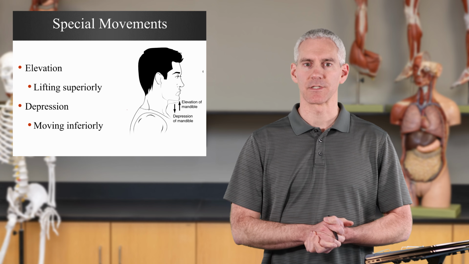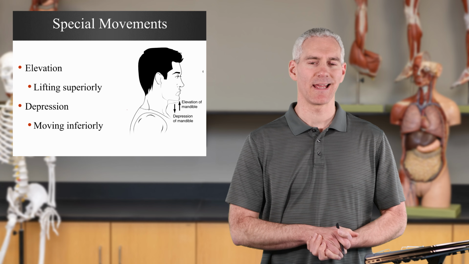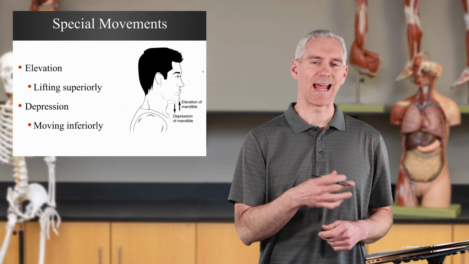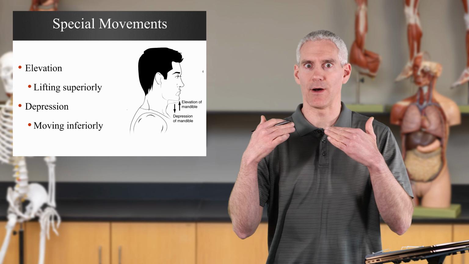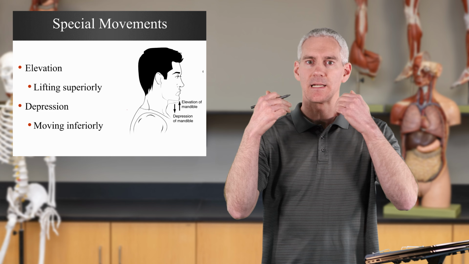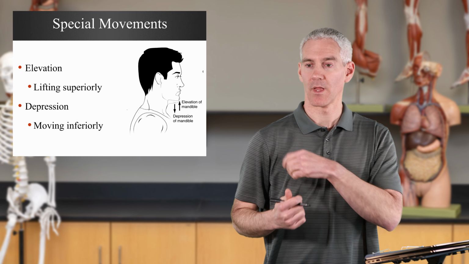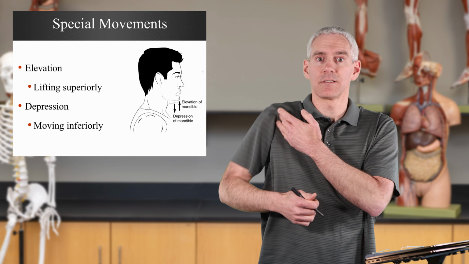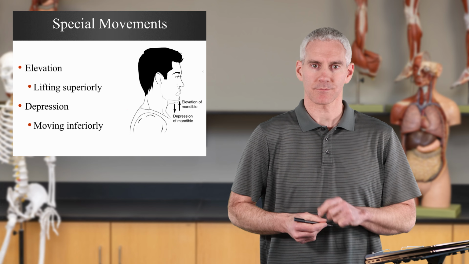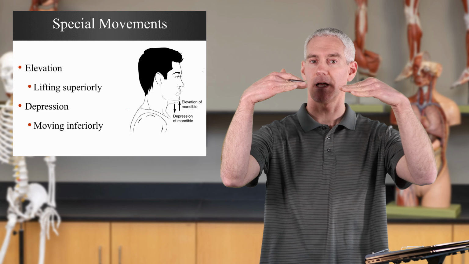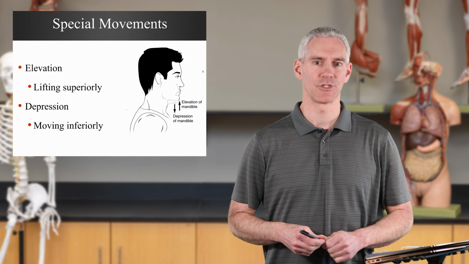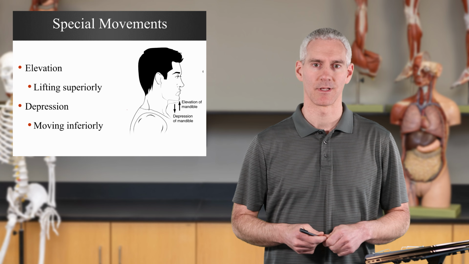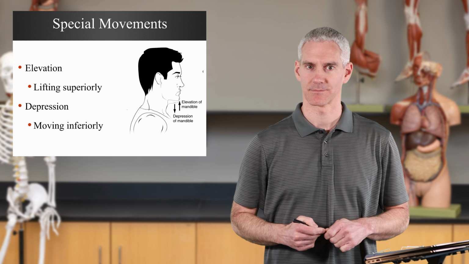A couple of special movements to go through. Elevation and depression also. In this case, elevation is lifting up. Depression is heading down. You can see you can elevate the mandible, basically close your mouth. Depress the mandible, you open the mouth. Same thing with the scapula. Elevate, shrug your shoulder. Depress, goes down. So elevation lifts up, depression pushes the joint down. So elevation, depression.